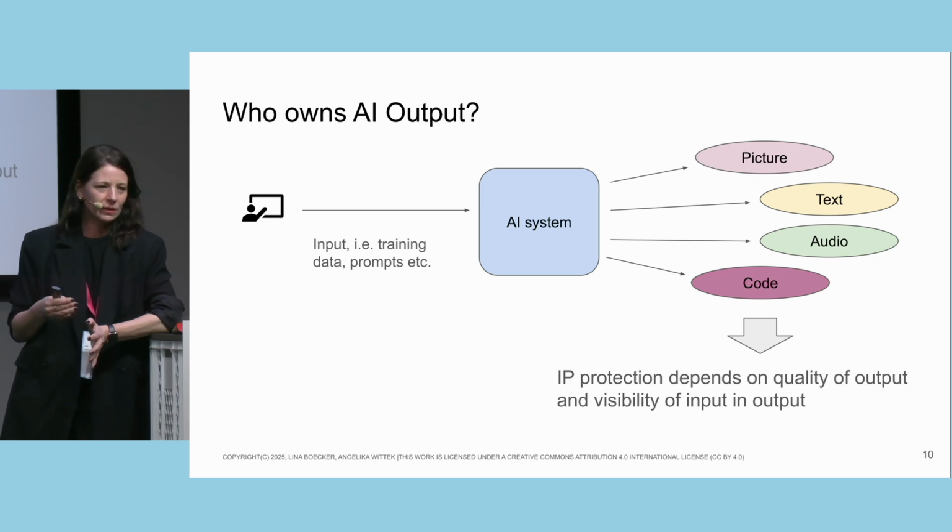In that case, you can say, okay, the output is owned by the person who trained the AI system and who put the data in the AI system and used the AI system as a means to create something. So if it's just like your pencil when you draw, the AI system, then the output can be owned by you. If it's not, it's probably not protected.